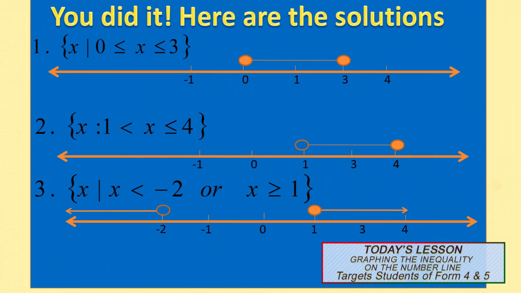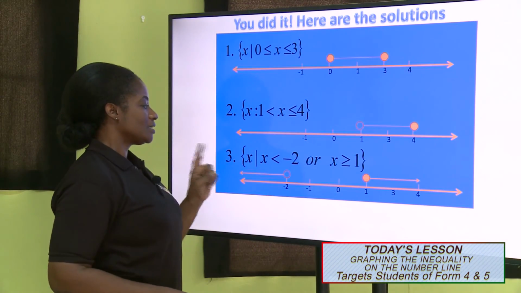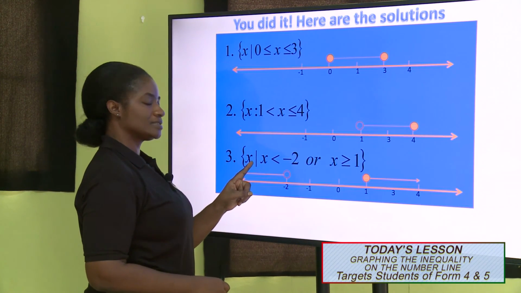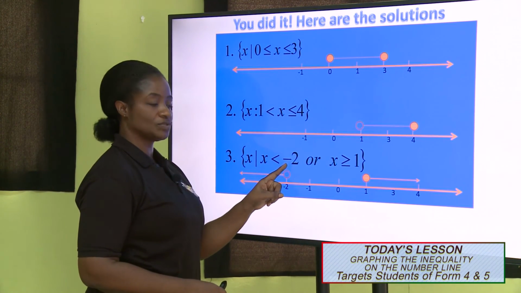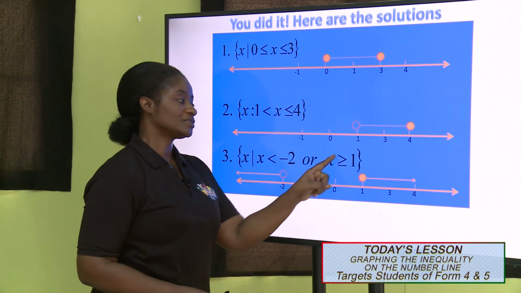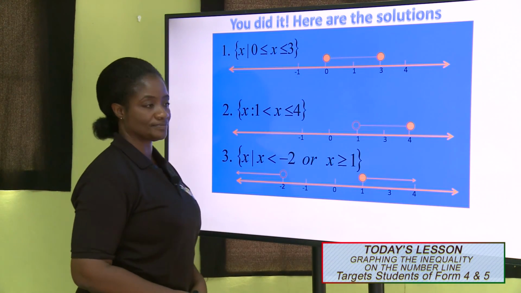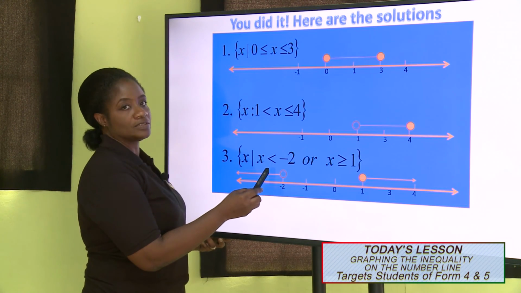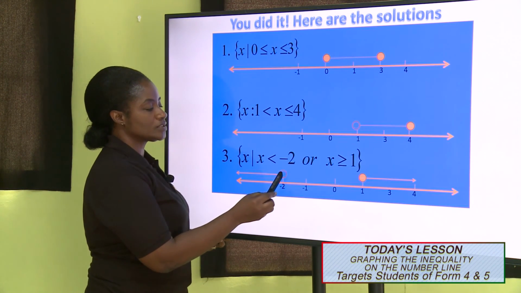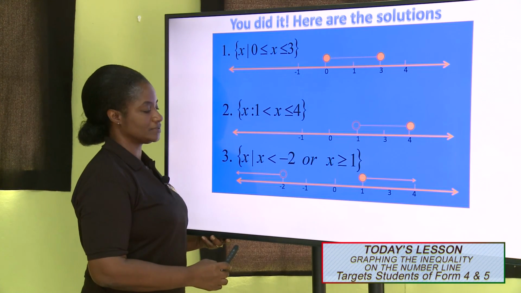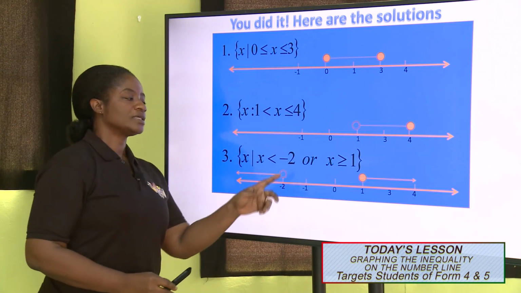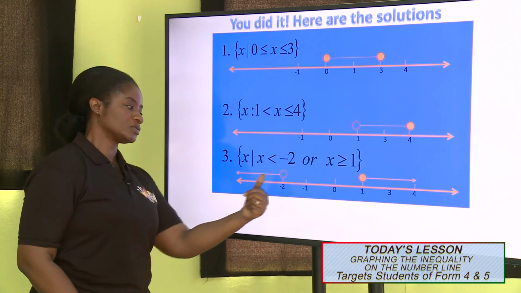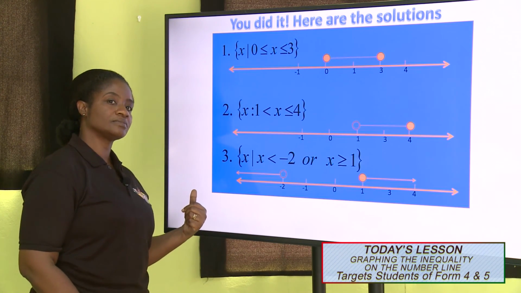And the last one reads, x is the set such that x is less than negative 2 or x is greater than or equal to 1. x is not equal to negative 2, and so we're going to use a white circle on negative 2. And less than negative 2 means the number line decreases in this direction, so your arrow points to the left. Very good.